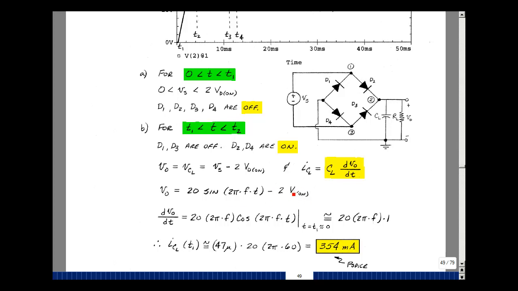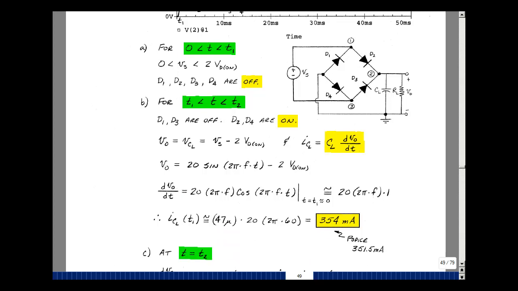The derivative of a constant is 0. If we have a scalar in front, that's still here, so that's 20. The derivative of sine is cosine of the same argument, and then we take the derivative of what's inside the bracket with respect to t, and that's 2 pi f. We could approximate t1 as being close to 0, in other words, this cosine is about 1. I get 20 times 2 pi f times 1 as the derivative. If you multiply that by the capacitance, you'd roughly predict the surge current.